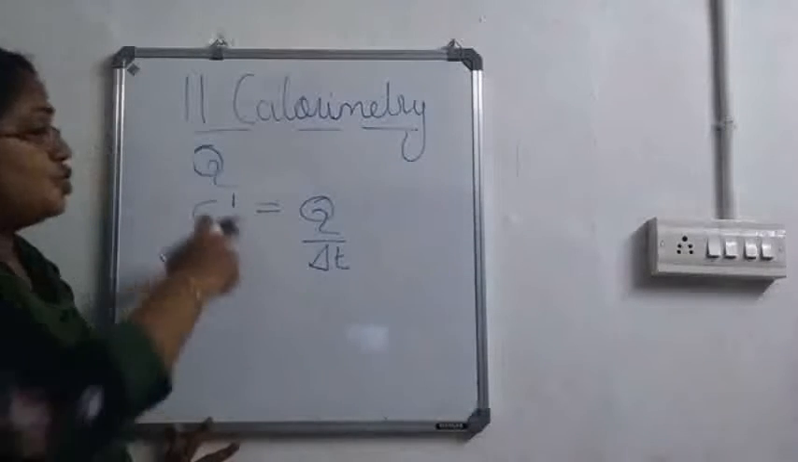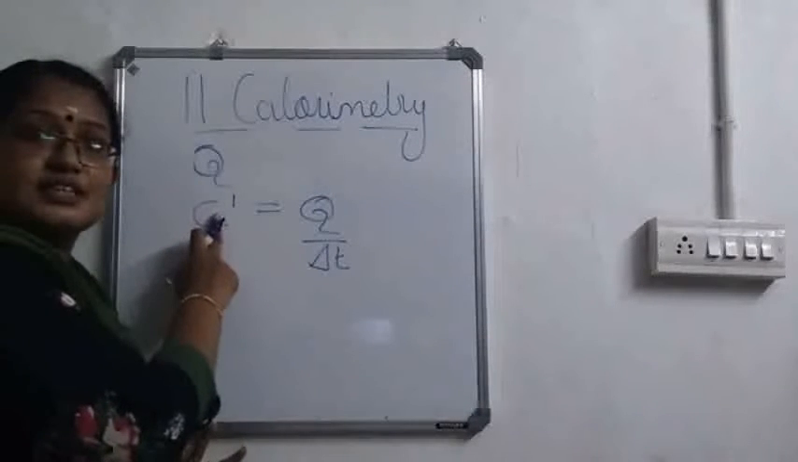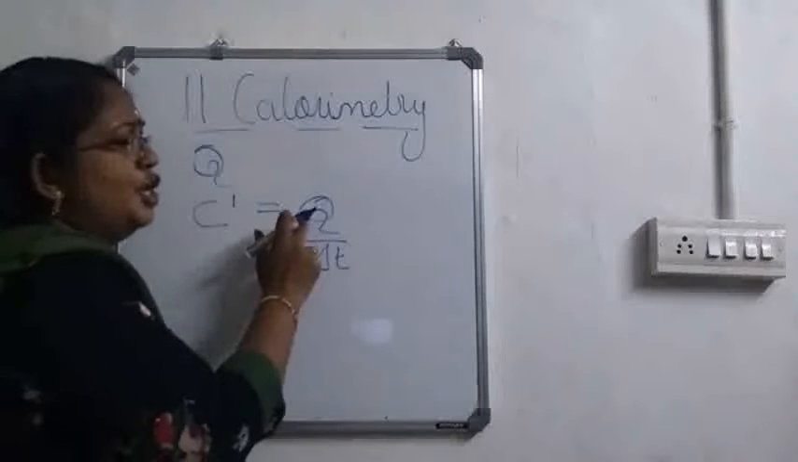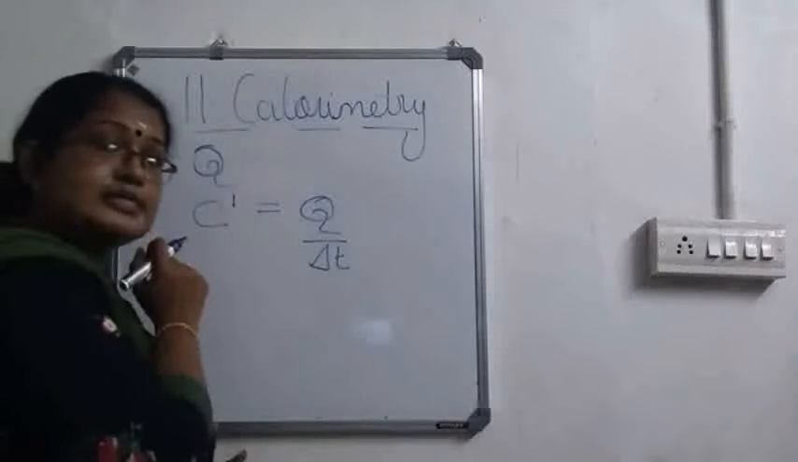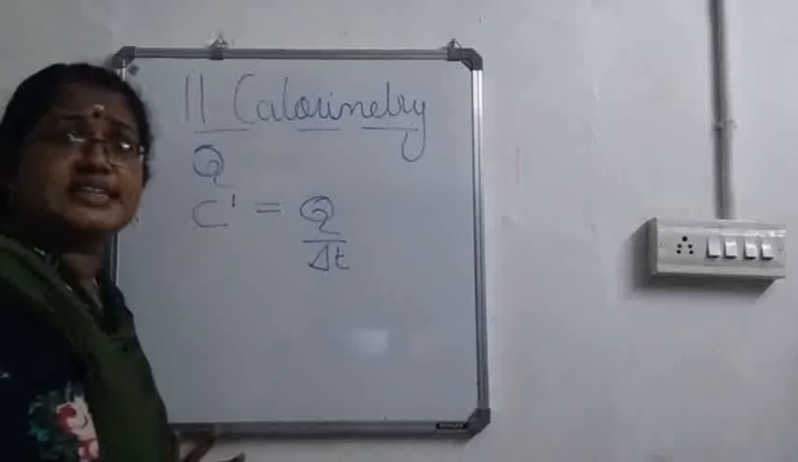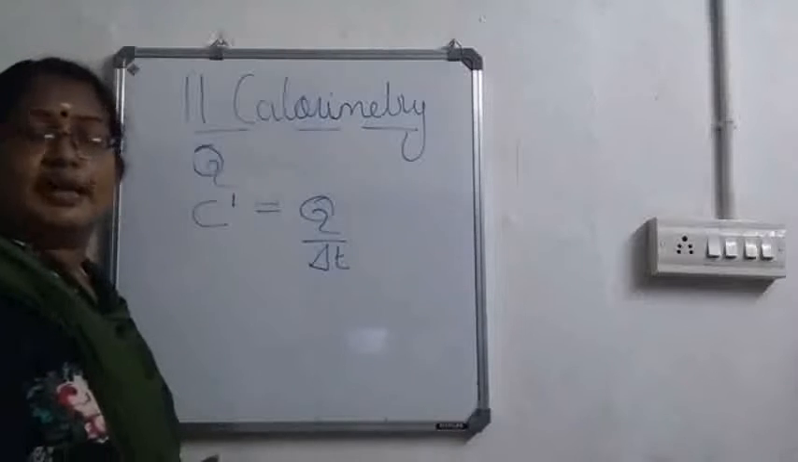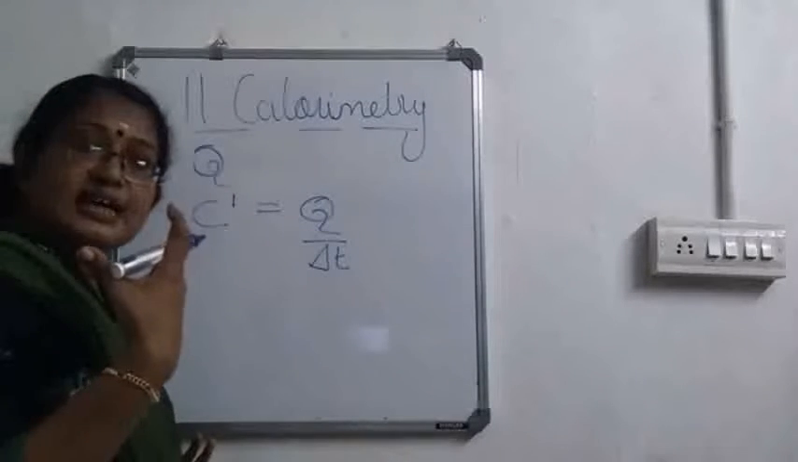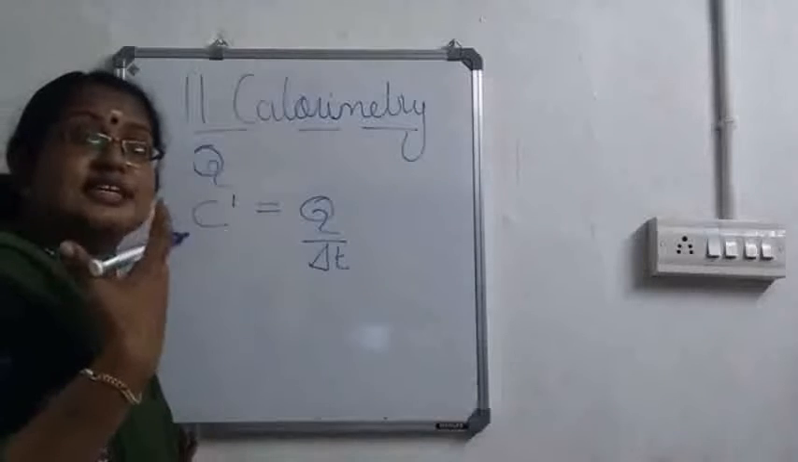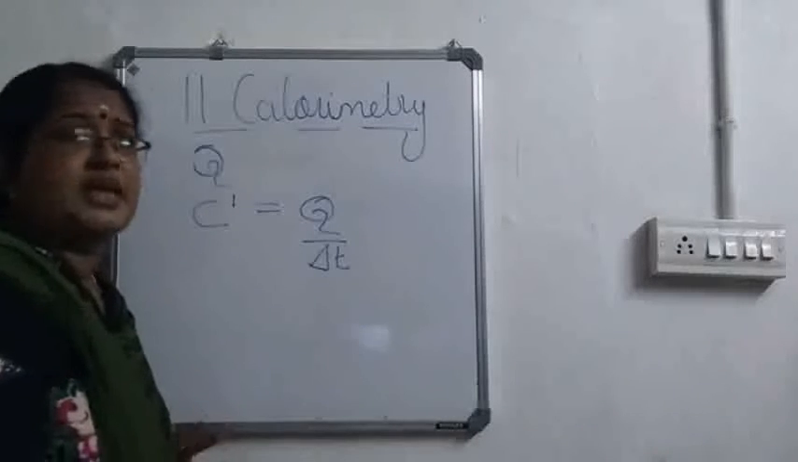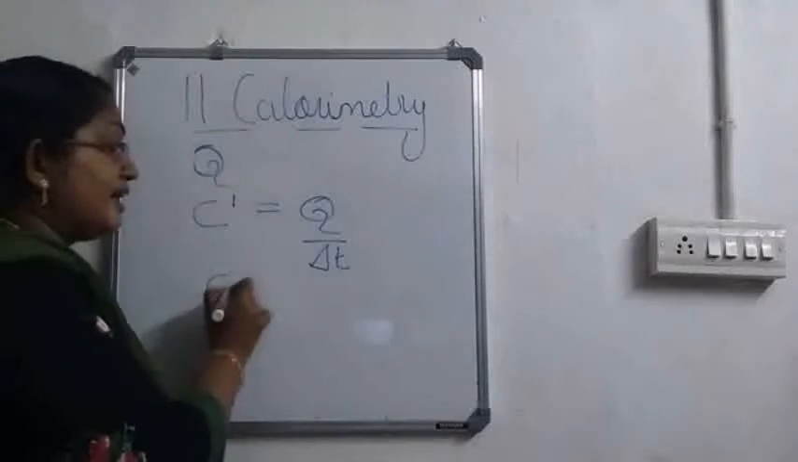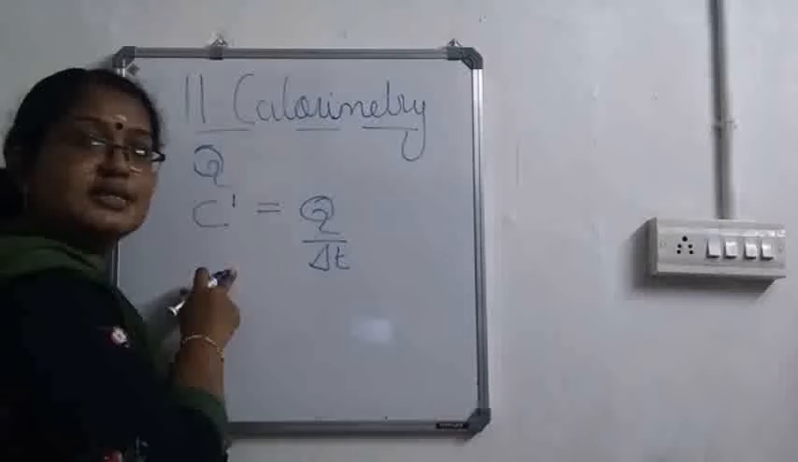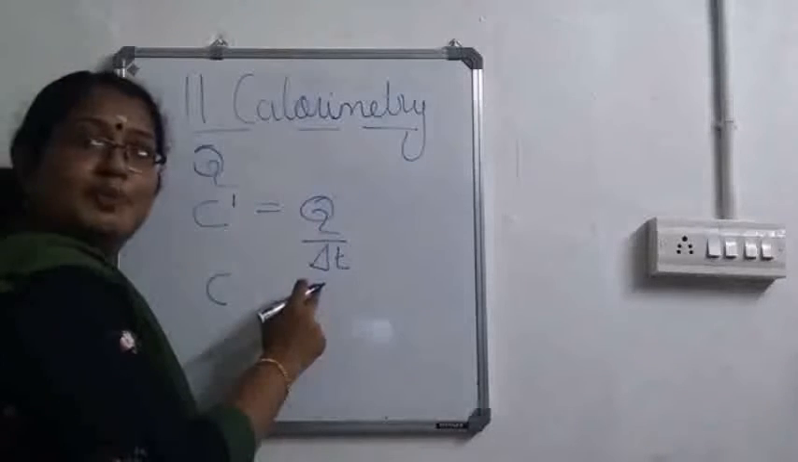Isn't it? So, C dash is the heat capacity or the thermal capacity. Q stands for heat. Delta T stands for change in temperature. T means it is temperature and here it is delta T. Delta T means it is the change in temperature. After that we have this, and one more thing, what about the unit? C dash is equal to Q by delta T.